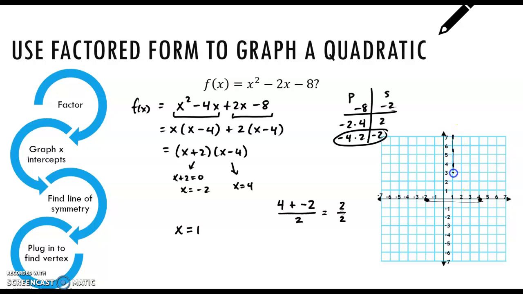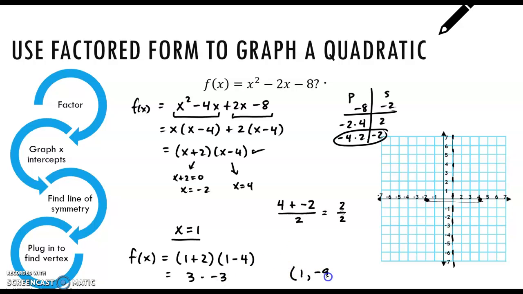So that means that our parabola has a line of symmetry at x equals 1. And now to figure out the vertex, we're going to plug x equals 1. You can plug it either into this type of equation, or I think it's actually easier to plug it into the factored form. So if I plug 1 in, I have 1 plus 2 and 1 minus 4. I'm looking at the factored form here. So that would be 3 times negative 3. And so my vertex is at 1 comma negative 9.